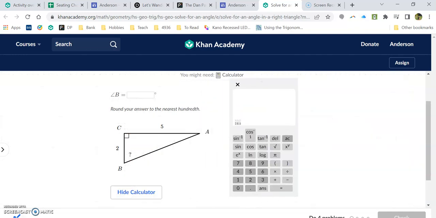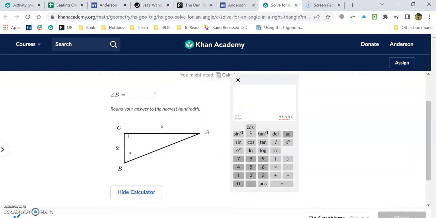So here's our calculator. Here's the inverse tan button. Equals, 68.19. It says to round to the nearest hundredth. So 19, the number past the 9 is an 8. That means that my 9 becomes a 10, and my 1 becomes a 2. So 68.2 degrees.